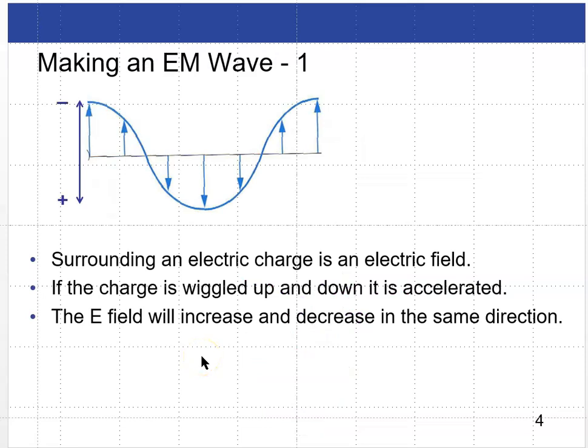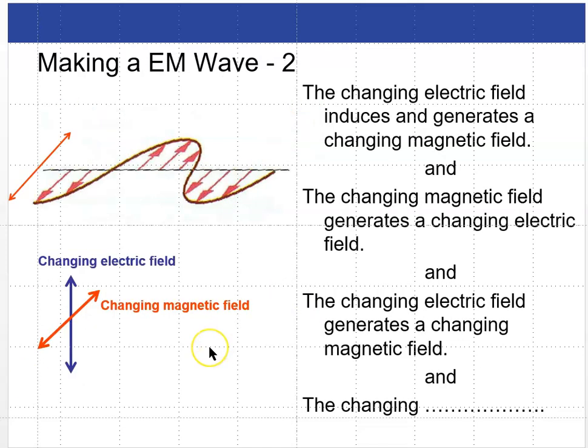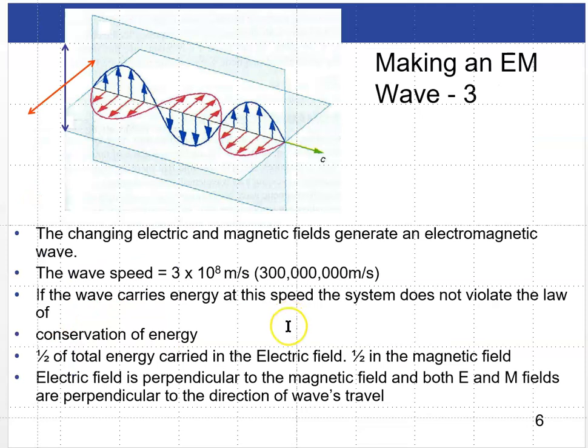Now, to make an electromagnetic wave, basically all you do is wiggle a charge. Electric charge has an electric field that surrounds it. If you wiggle the charge up and down, it will be accelerated, and the E field will increase and decrease in the same direction at the same rate. So a changing electric field will induce a changing magnetic field, and the changing magnetic field induces a changing electric field, and so on and so forth. Now, the changing electric and magnetic fields generate an electromagnetic wave.